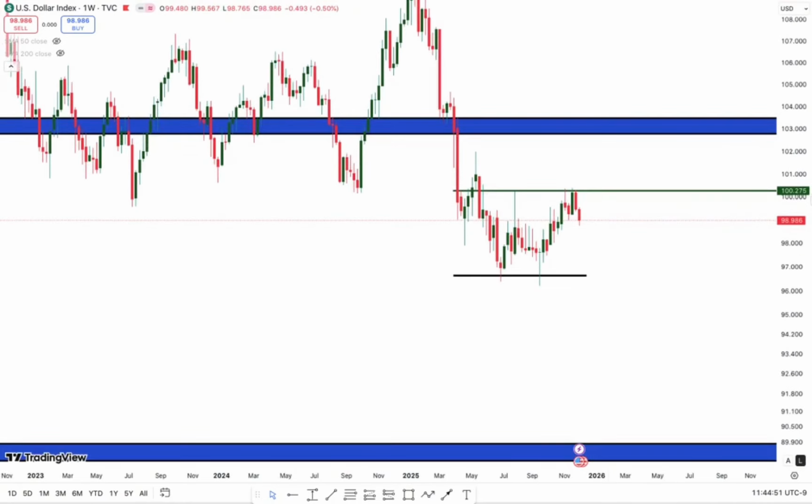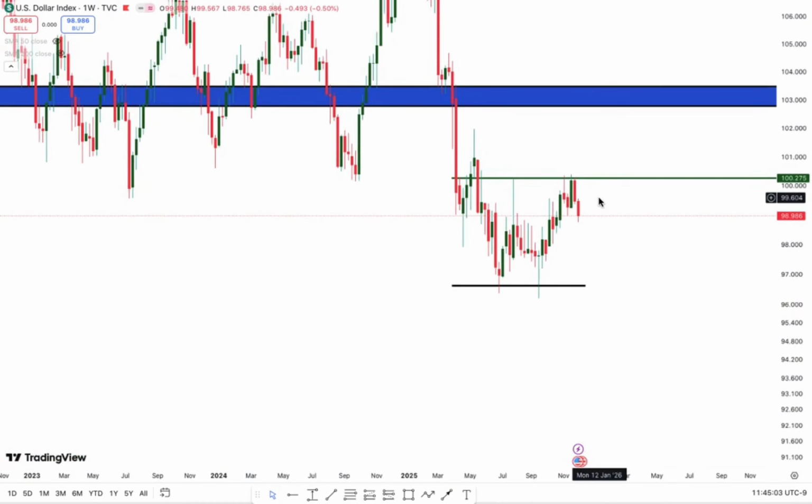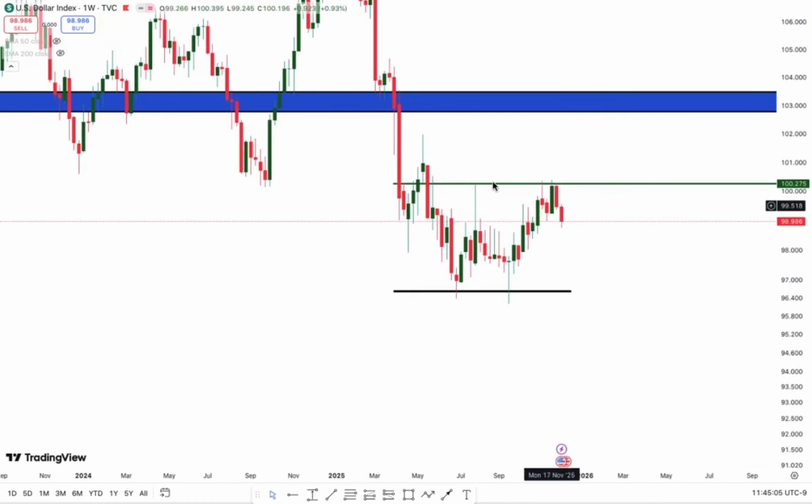Now, anytime we see a supply level in a downtrend, that is a continuation pattern for the downtrend, because the market will most likely pull back into that supply level and then continue lower. Now, in this case, that's what's happening right here.